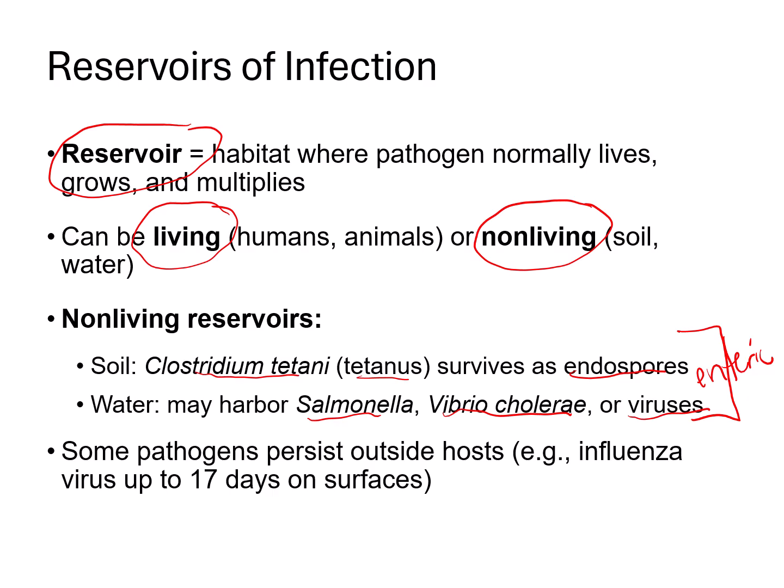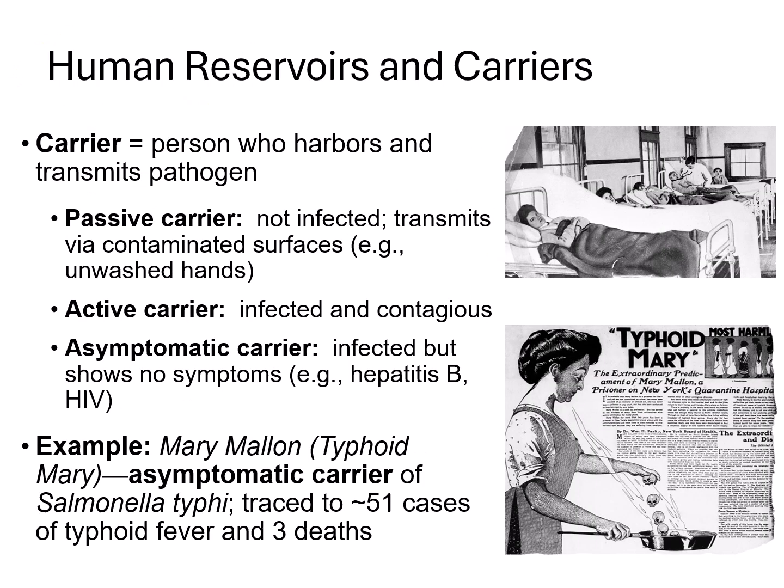And some pathogens, scarily, can persist on surfaces for days, like influenza virus. Our book gives us an example of a study that found that influenza virus could survive on money, like think of a dollar bill, for up to 17 days. So reservoirs maintain the pathogen between infections. So humans can be reservoirs, and in some cases, humans can even carry and transmit pathogens without symptoms.